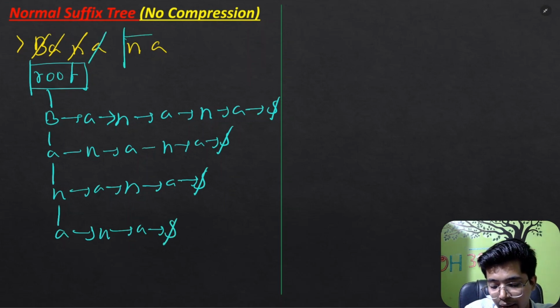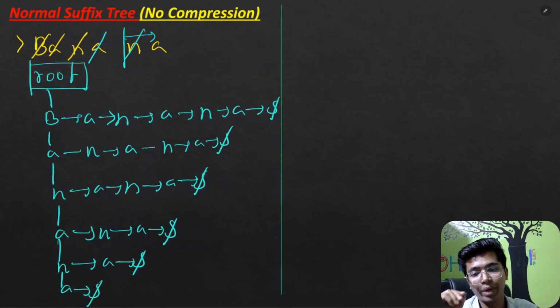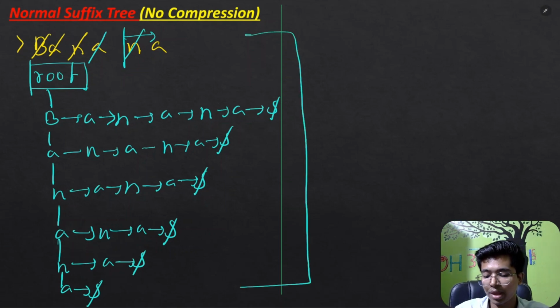Now we will start from N and move up to the end, N and A. Again we'll be marking the end. Now after N is inserted, we'll be inserting this A. And this is how we insert all the words one by one. We insert all the suffixes, and this entirely forms a normal suffix tree.